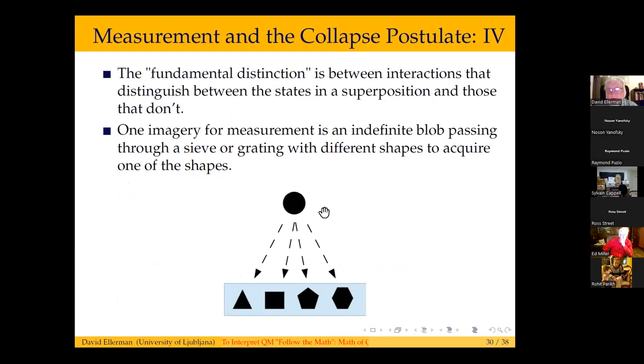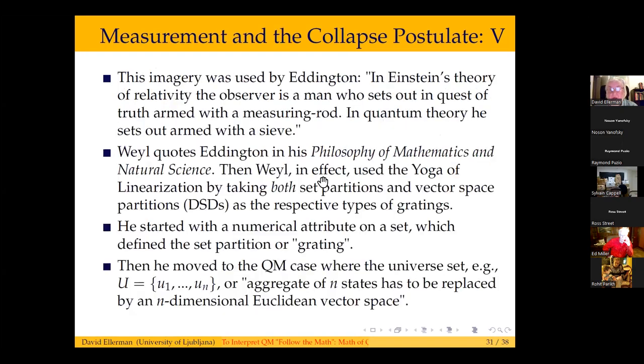So here is sort of a picture, an image of a measurement. You have this indefinite state, this is your superposition, and it's hitting a sieve or grating with various different shapes. So eventually, after the measurement, it has to go through one of these, and it will then acquire that specific shape. Think of this as a piece of dough going through a grating of different types of pasta or something, and acquiring that shape. So that's a very nice image. And that image of measurement as going through a sieve or grating is not new.